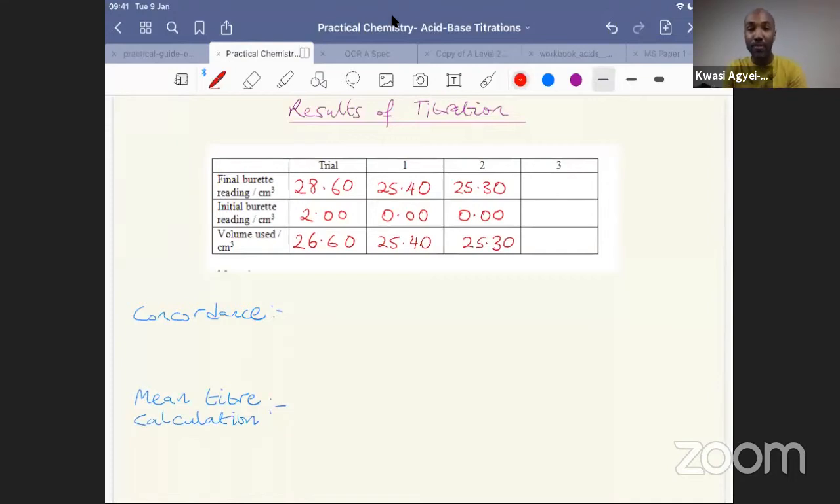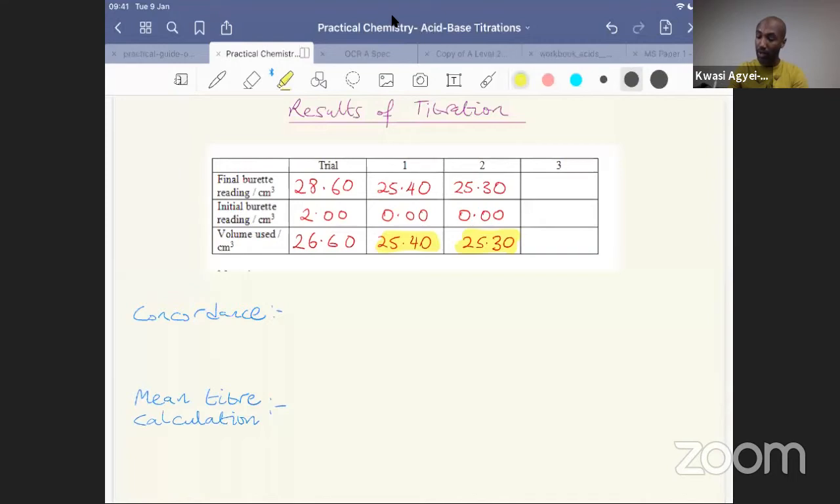At this stage, it is important to compare the two accurate titre volumes. So we've got 25.40 and 25.30. They are within 0.10 of each other, and that means that we've got concordant results.